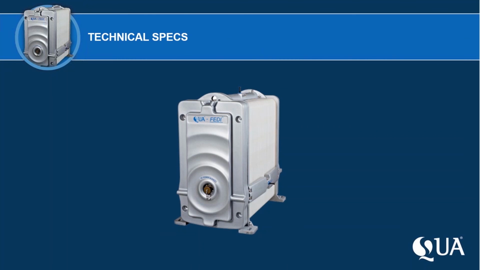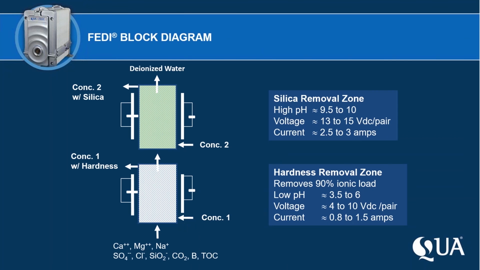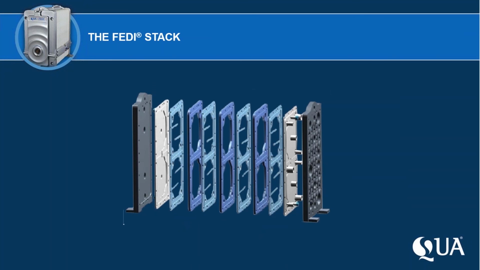So some technical specs for the Fedi stack. Again, it looks very similar maybe to some other products out there. We've kind of gone over the two zones on it. We have one conc in, one conc out. So it's a plate and frame device. Most are plate and frame. Some might have a circular design, which is still considered a plate and frame, where we have a closing mechanism with two plates, almost like a plate and frame heat exchanger. We have an anode, we have a cathode.